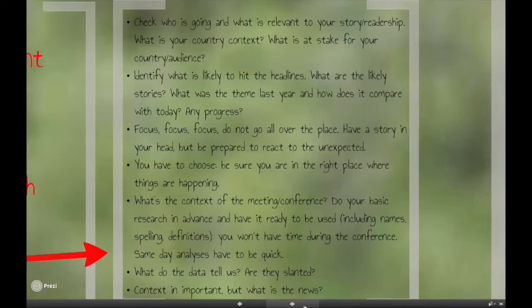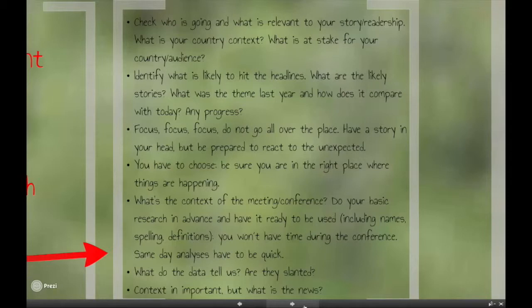What is your country context? What is at stake for your country or your audience? You have to also identify what's likely to hit the headlines, even if it doesn't have to do with your audiences. That may create a hook for your story. So, what are the likely stories that are about to be produced from that conference? It's a good idea to look at last year's conference, what the theme was, what the stories were, and how they compare with today's story.